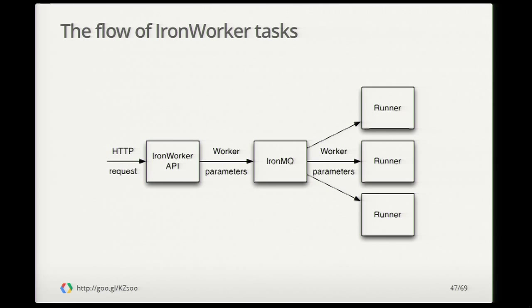You send in an HTTP request, it goes through the API, and then we do a little processing there and put it on IronMQ, and we have all these runners, which is what we call the servers that actually run the job, pulling tasks off of this queue and then running them.